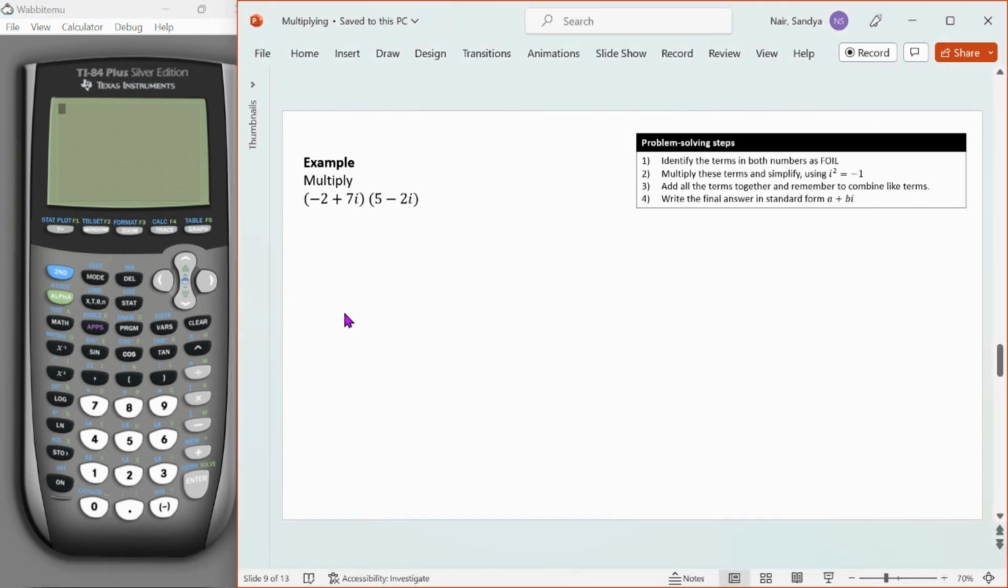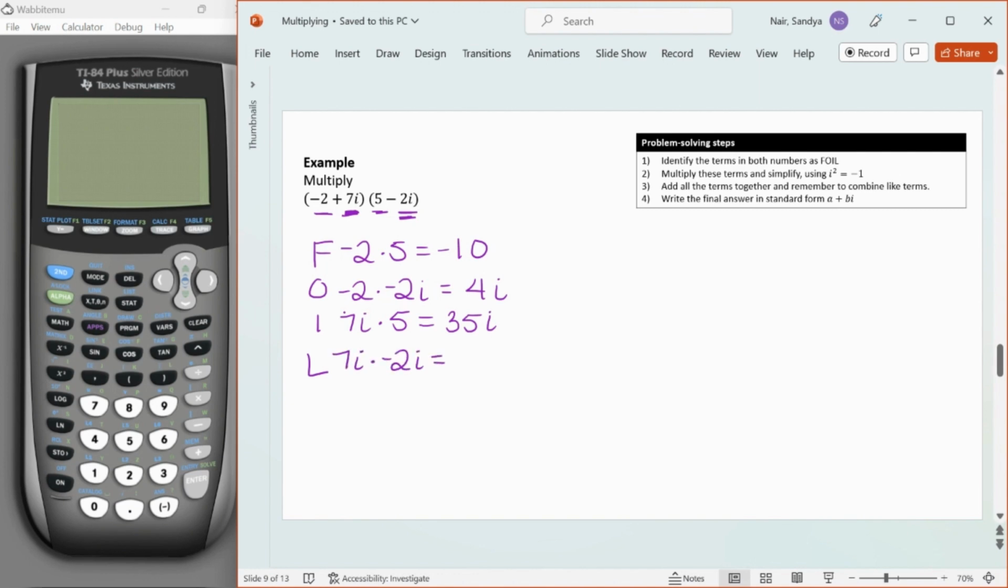So now let's try this example. So we have negative 2 plus 7i times 5 minus 2i. So I'm going to use FOIL and then I'm going to check my answer using the calculator. So first times first is negative 2 times 5, which is negative 10. Outside is going to be negative 2 times negative 2i. So that's going to give me 4i. Inside is going to be 7i times 5, which is going to be 35i. Last will be 7i times negative 2i.